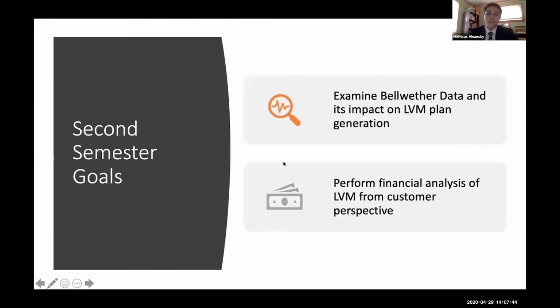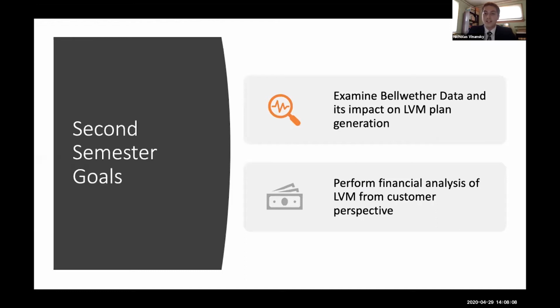From here, I'm going to discuss my goals for this semester. What I wanted to look at was examining bellwether data and its impact on LVM plan generation. Bellwether data is essentially a different algorithm than the LVM algorithm that's used. LVM has the possibility to be paired with AMI, or automated meter infrastructure.